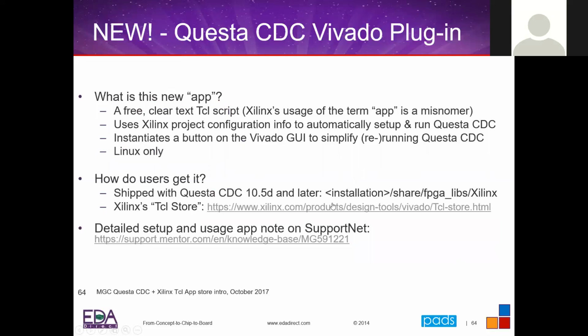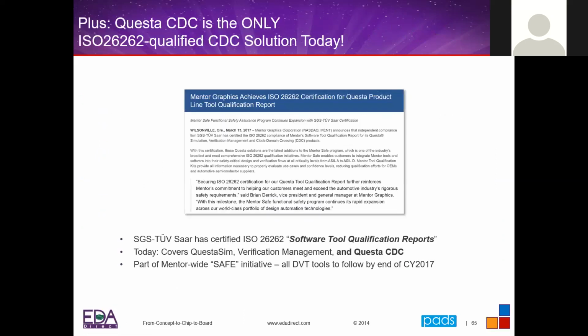Basically, when you're in Vivado, you have your project, you've set up all your constraints, you can just click that Vivado button, and that'll launch Questa CDC and generate all the data you need to run your analysis.